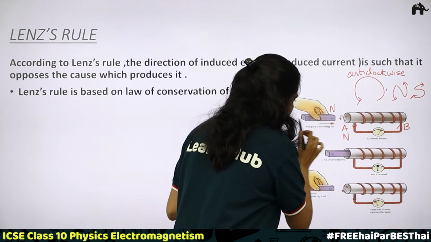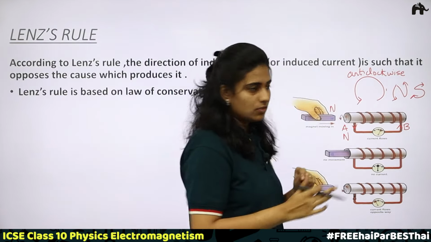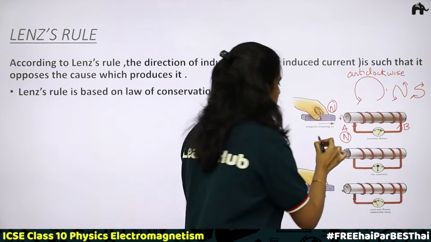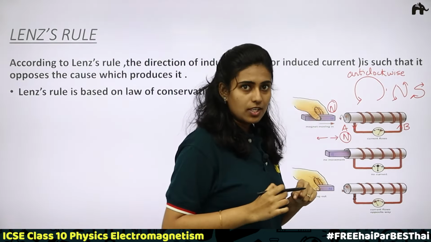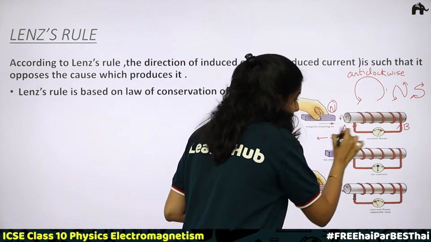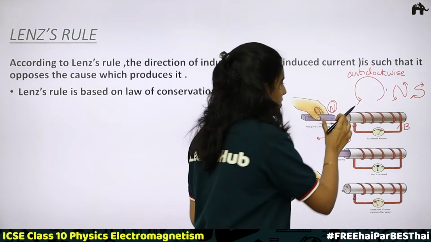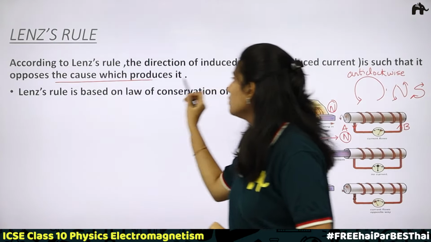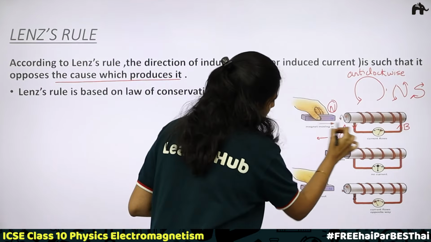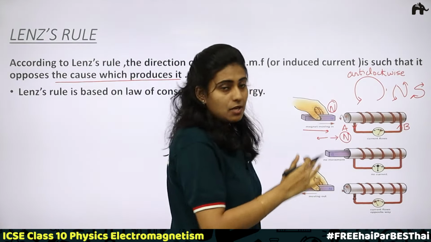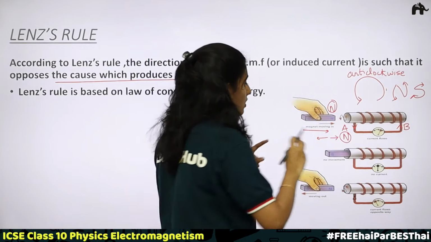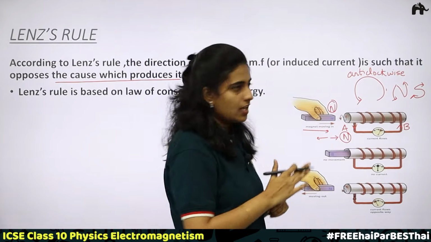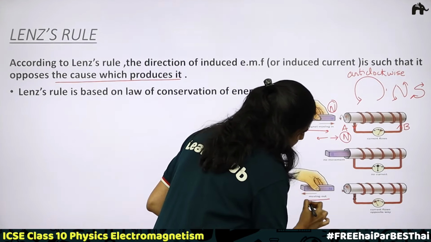Now we are moving the magnet towards the coil. But what is happening here? We have a north pole and this end is acting as a north pole, which means there will be a repulsion produced. It is being opposed. So the statement you can see is that it opposes the cause which produces it. Here the producing cause is moving the magnet towards the coil, but the induced EMF or induced current is in a direction opposite to the direction in which it is being produced. Clear?